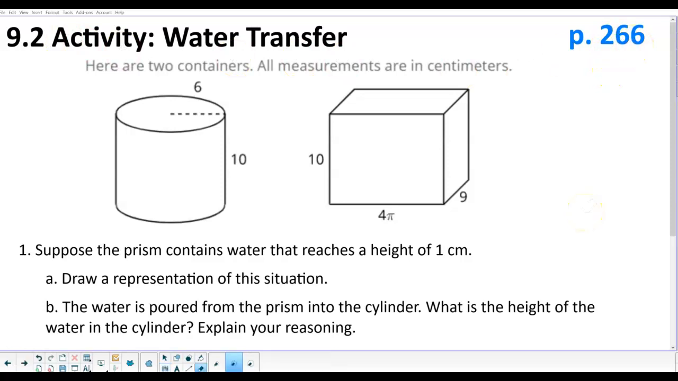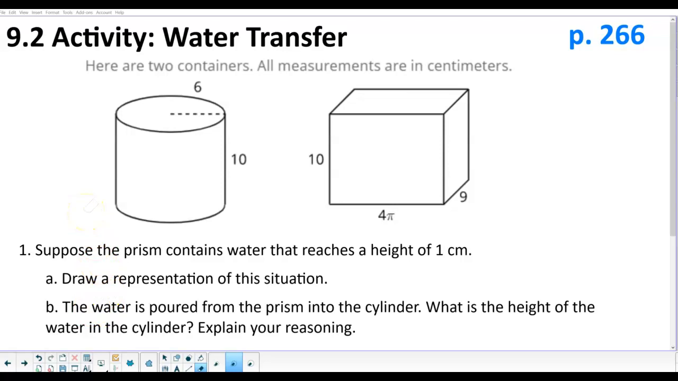So here are two containers. All measurements are measured in centimeters. Your job is to suppose the prism contains water that reaches a height of 1 centimeter. I will note that it says prism, so we're going to refer to the solid here on the right. Draw a representation of the situation, and then look at part B as well.